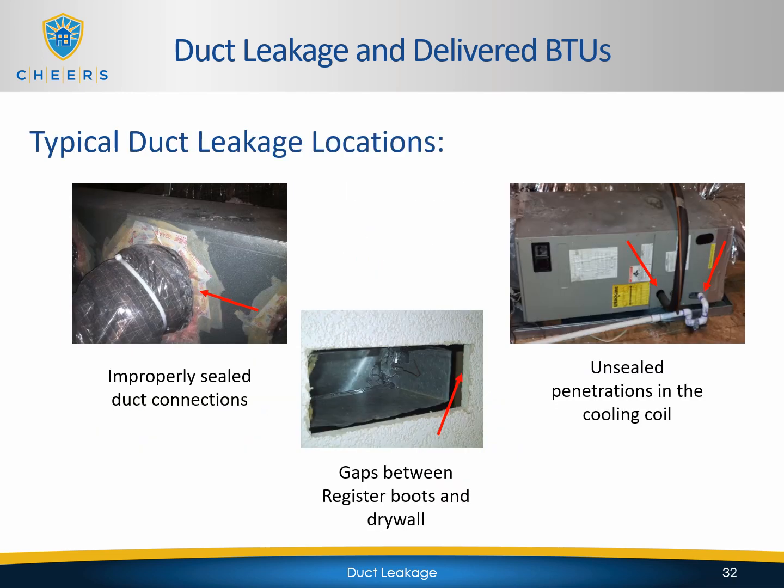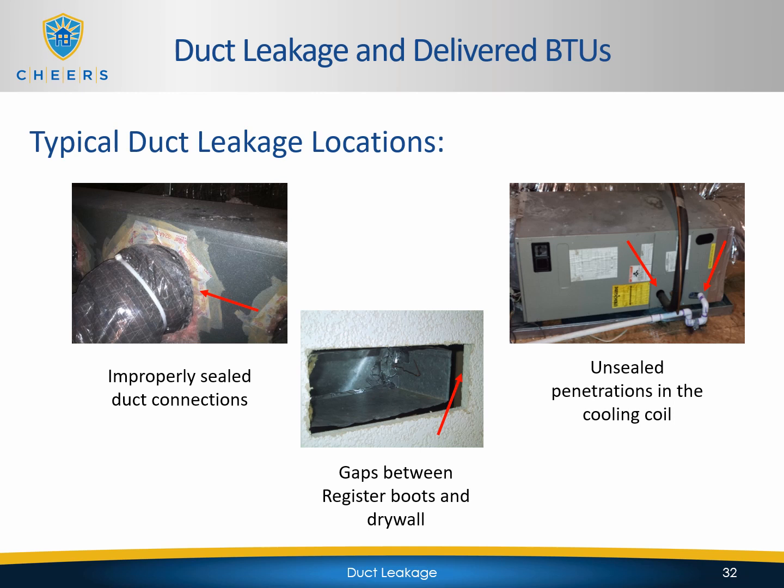Now, where does duct leakage come from anyway? These are just some of the most common examples that you'll see. On the left-hand side, you'll see improperly sealed duct connections. Anywhere there is a connection of a duct to another duct, or maybe a plenum or a junction box, there's the potential that it's not going to be connected properly and there are going to be leaks. So with improperly sealed duct connections, we'll see a good amount of leakage in the overall size of the system.